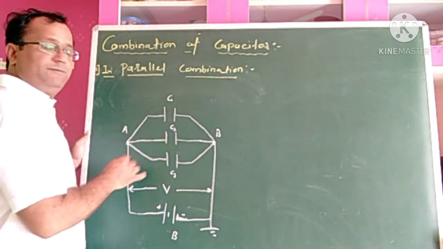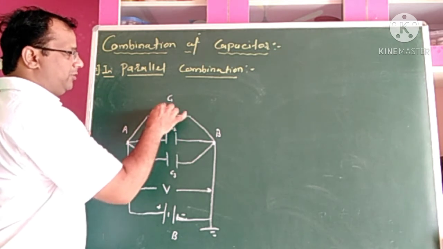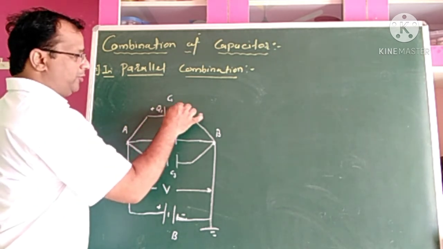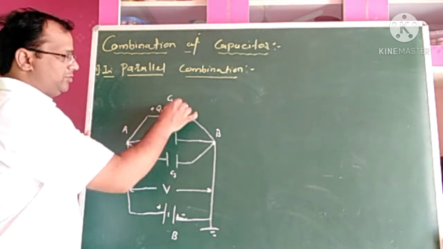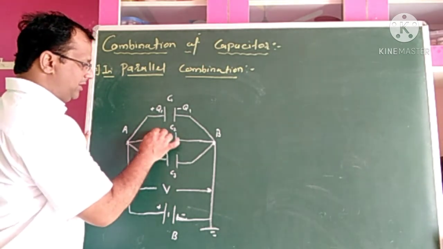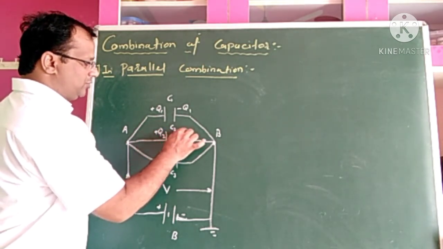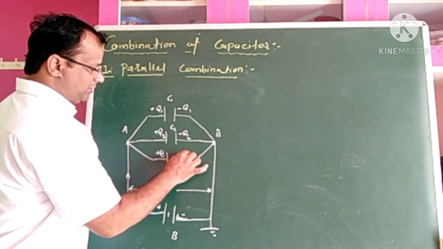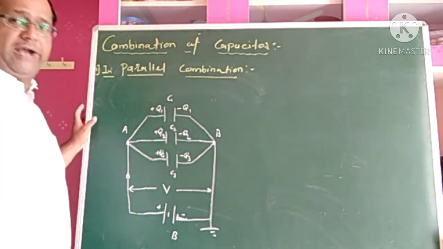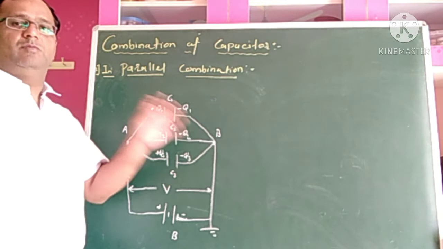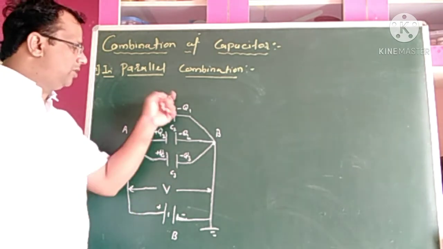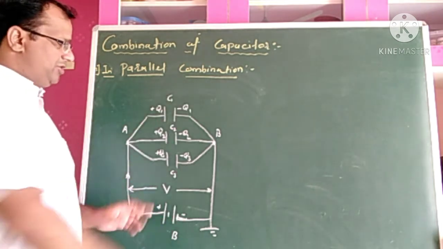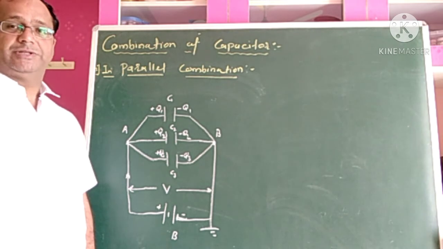Suppose we consider this to be the first one, then on the first plate of the first capacitor the number of charges deposited is Q1, right? And automatically here you get minus Q1. Now this will be the input charges. On the second capacitor the number of charges deposited is Q2, and this will be minus Q2. Here you get plus Q3, and this will be minus Q3. It means that on each capacitor the number of charges is different because their capacitances are different, right? Such a combination is nothing but the parallel combination.